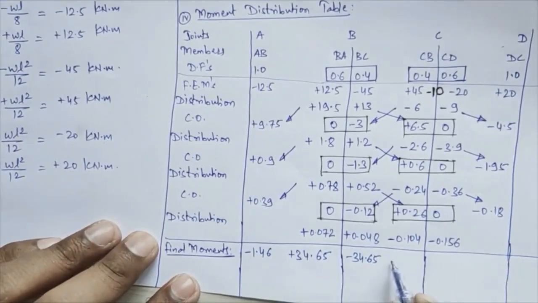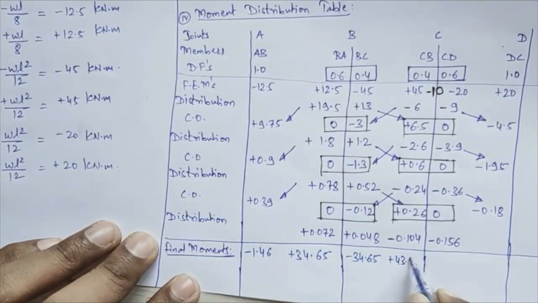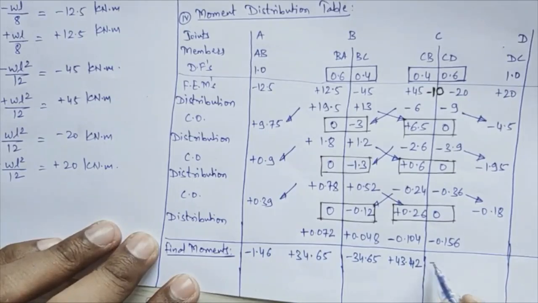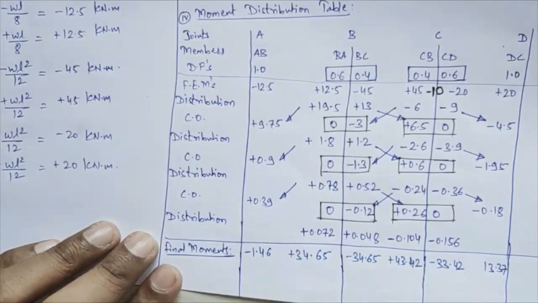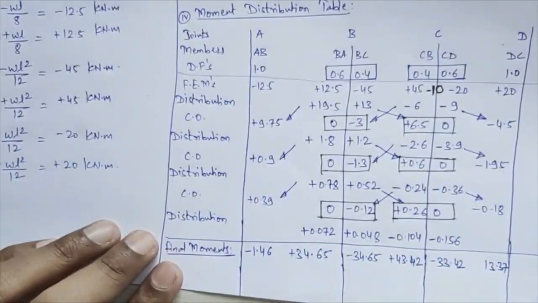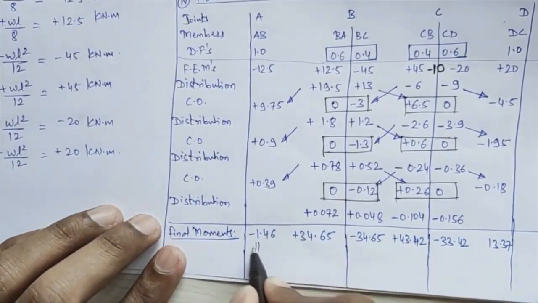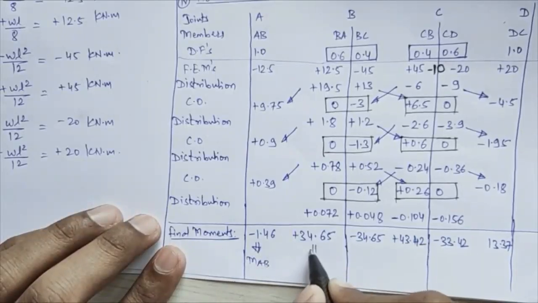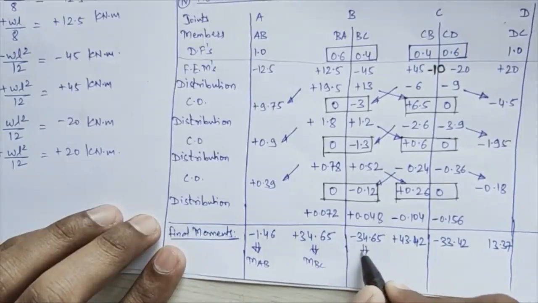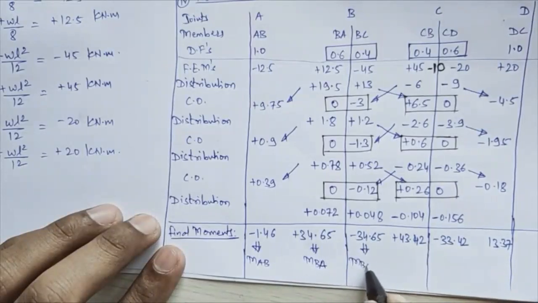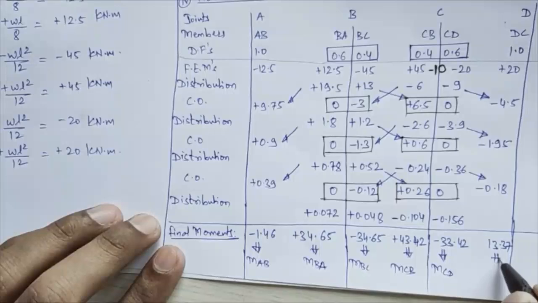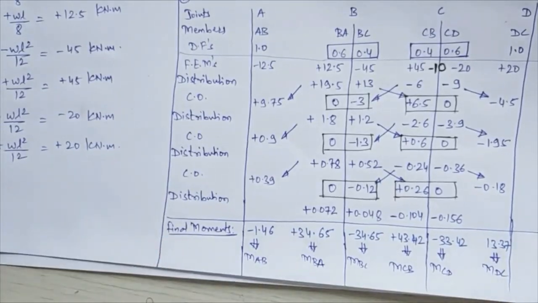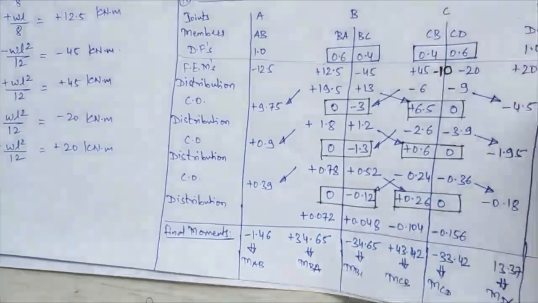This I am getting as plus 43.42, this as minus 3.42, and the last value as 13.37. So these are the final moments I am getting. I'll write the names for these. This is your MAB, this is your MBA, this is your MBC, this is your MCB, this is your MCD, and this is your last, MDC. So these are the final moment values. Now we'll check the conditions of equilibrium. We are solving by the slope deflection method.